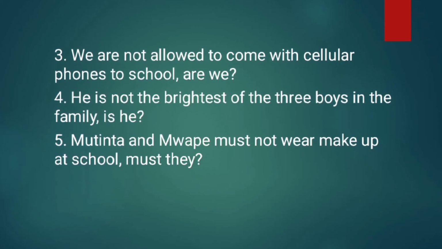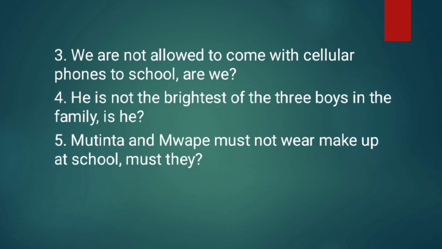Question 3. We are not allowed to come with cellular phones to school. So here we have the auxiliary verb are and the word not. Since there is a word not in our statement, we are not going to have it in our question tag. Hence, our question tag will be positive. Are we? So in all this sentence, if you've been observant, you can notice that the other words have no use. What we only use here is the auxiliary verb, the pronoun, and you look for the word not. We are not. Here we are just going to say, are we?